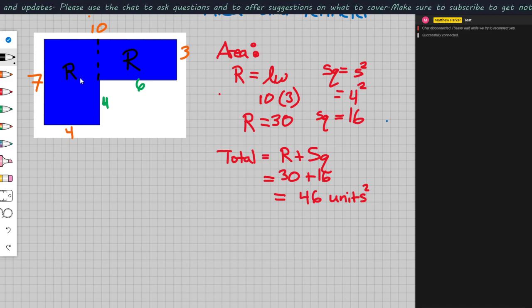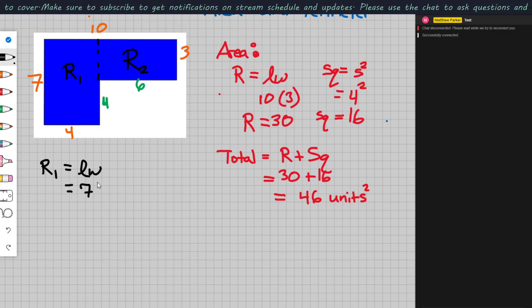So I'm going to call this 2. And if I do rectangle 1, it's length times width. So length can either use 4 or 7. The opposite's going to be true for the other one, so you'll do 4 times 7 or 7 times 4, which is going to give us 28 squared.